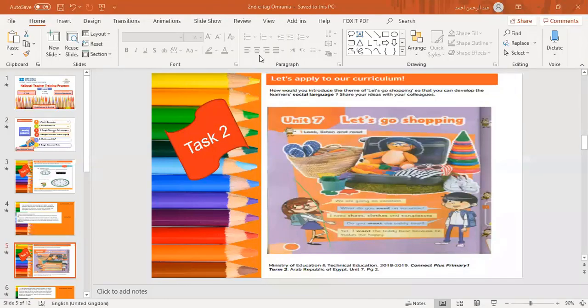Right, now let's complete what we are talking about. Someone else who had already written about this task. Miss Minna, can you give us some hints about how you will deliver this lesson to your students in the primary stage, primary 1? Yes, Miss Minna?